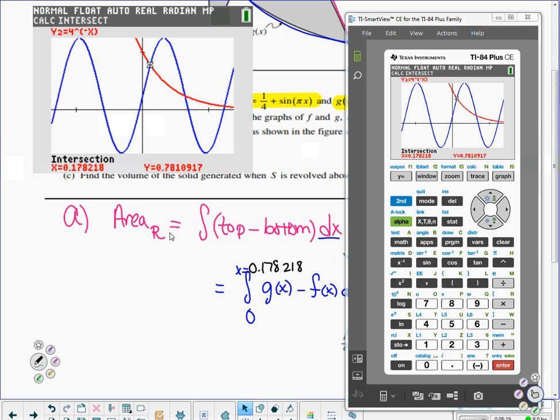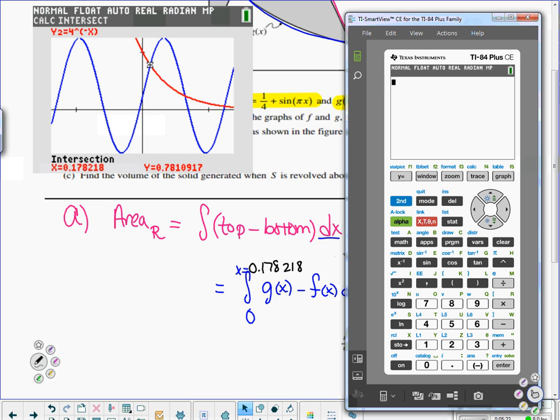So to do that, I need to go to my home screen. I'm going to go second quit. I want to take that x value, not the xx value, and I want to store it into, I'm going to call it alpha A. All right, there's that number, right? Stored in alpha A. Now we can proceed with finding the area of R.